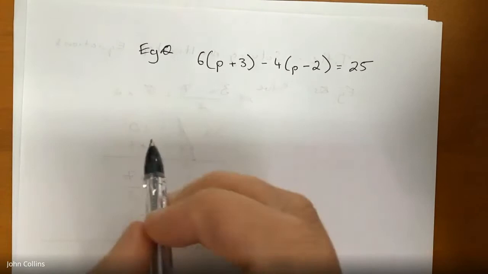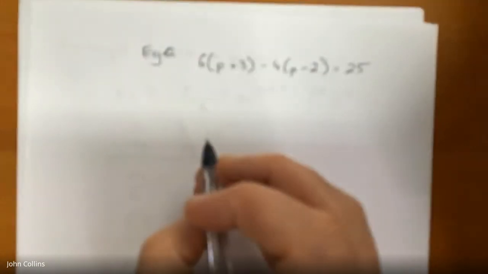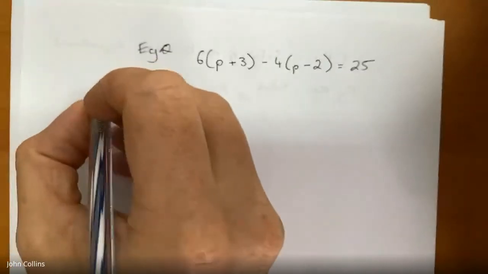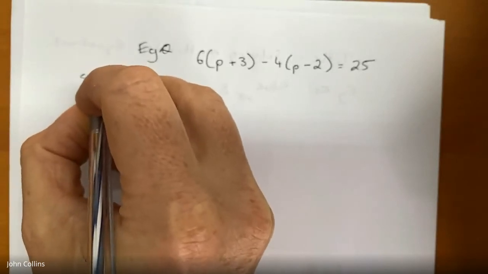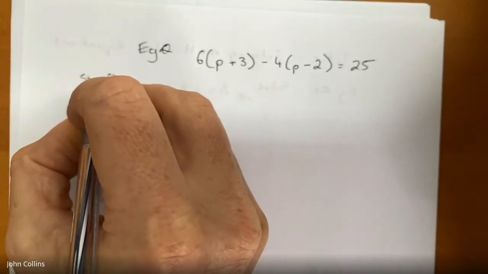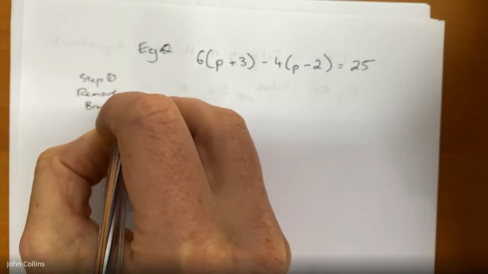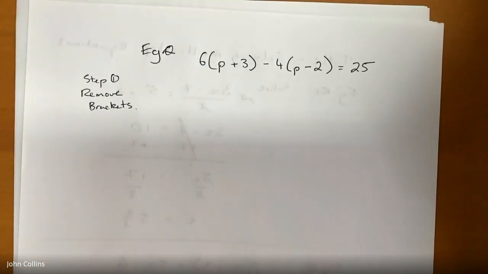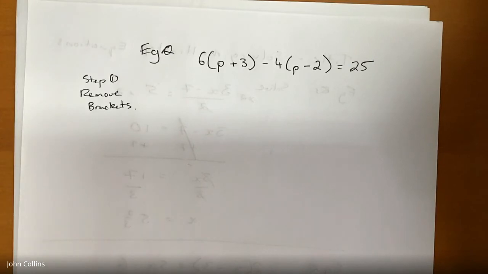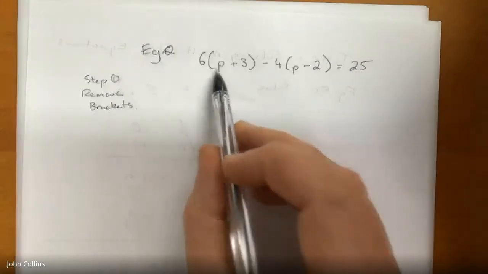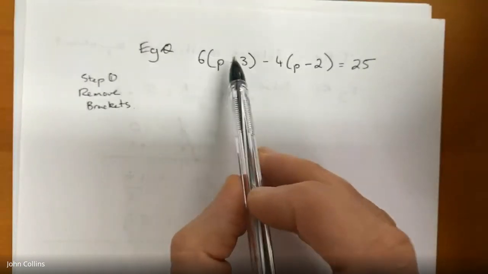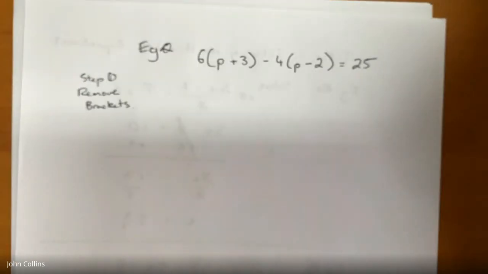First step, same as the last question, remove brackets. If I see brackets, that's the first thing I need to get rid of. Think of it a bit like BEDMAS as well. If there's brackets in a question, do them first. I can't add what's inside them because they're not like terms, so I have to do the multiplication. So I'll do that first.